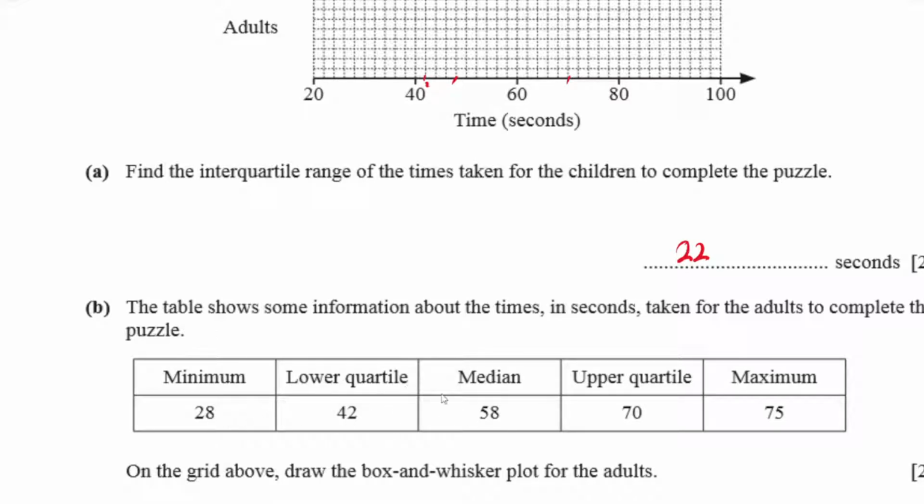Alright, so minimum and maximum is 28 and 75. Let's see. 28: 1, 2, 3, 4, 5, that's 30. 28 is around here, right? So that is 28. And then we have 75. Well, 1, 2, 3, 4, 5, that is 70, and 75 should be right here. Okay, 3 boxes up.